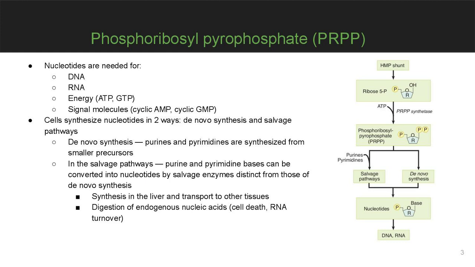In the salvage pathway, preformed purine and pyrimidine bases can be converted into nucleotides by salvage enzymes, distinct from those of the de novo synthesis. Purine and pyrimidine bases for salvage enzymes may arise from synthesis in the liver and transport to other tissues, or digestion of endogenous nucleic acids. In many cells, the capacity of de novo synthesis to supply purines and pyrimidines is insufficient, and the salvage pathway is essential for adequate nucleotide synthesis.